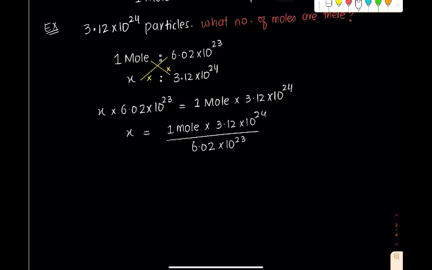Let's do a little calculation. So 3.12 times 10 power 24 is divided by 6.02 times 10 power 23. So what answer do we get? We get 5.18 moles. So you got your answer, that this is equal to 5.18 moles.